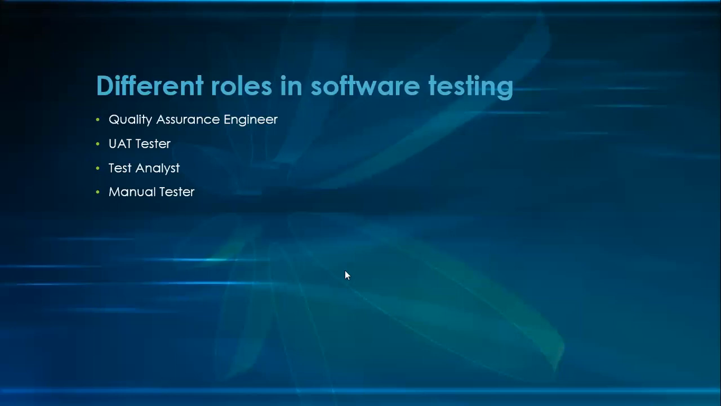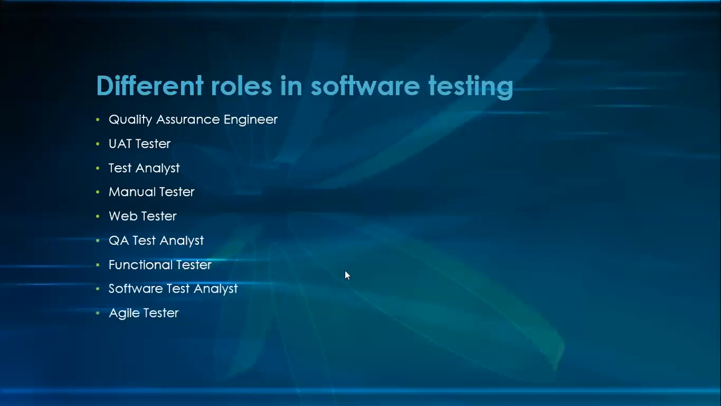So the next one is manual tester. Anyway, yeah, you're a manual tester, web tester. You can say web test analyst, a manual test analyst. Use those words. A QA test analyst, quality assurance test analyst. We call them functional testers. We are also called software test analysts. We are also called agile testers. All these names are things now, not to forget automation tester.